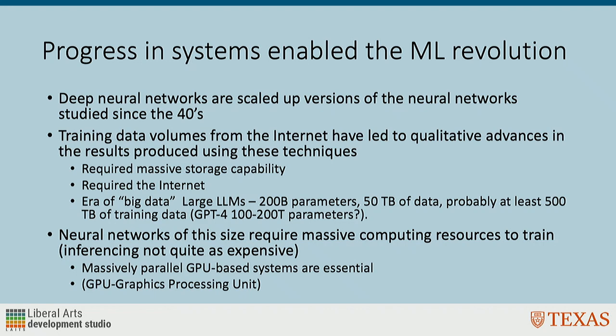I don't think we know exactly how big GPT-4 is. I've heard numbers that are up to 200 trillion parameters, but you've got to multiply that by at least an order of magnitude to look at how much training data that took. So that's a lot of data.